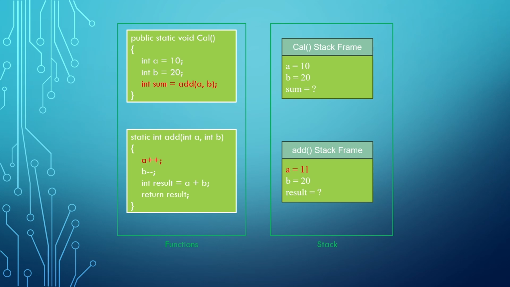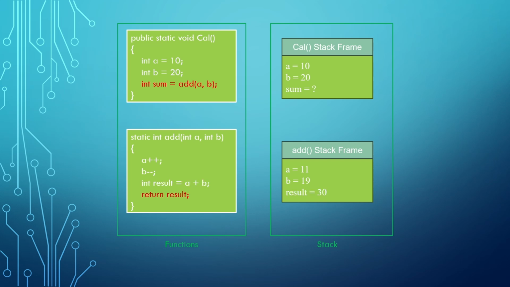Inside add, a is increased by 1. This change affects only add's copy of a, not the original one in cal. Now, b is decreased by 1 inside add. Again, this change only happens in the add stack frame. Here, add calculates the result using its local values of a and b. The result is stored as a local variable in the add stack frame.